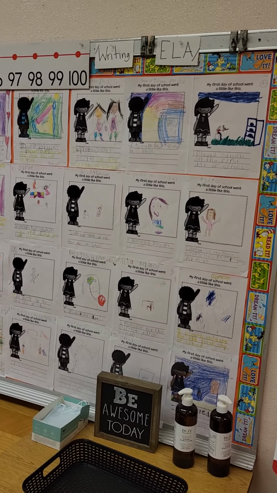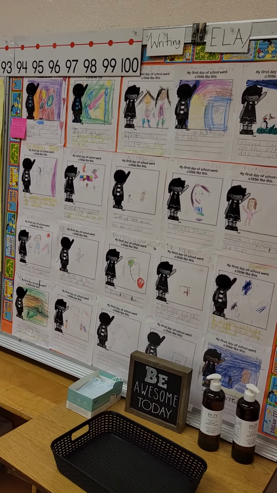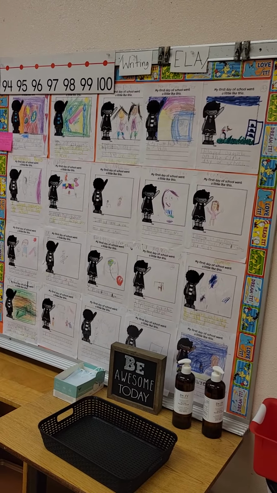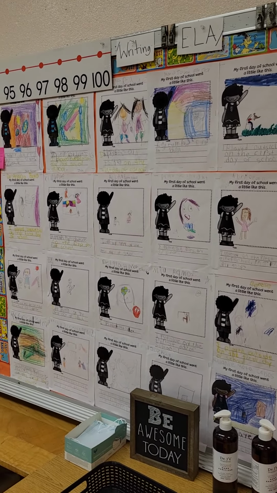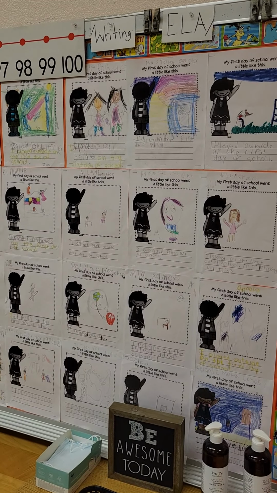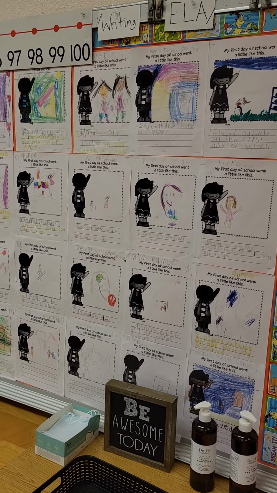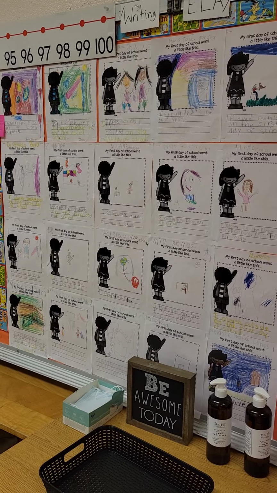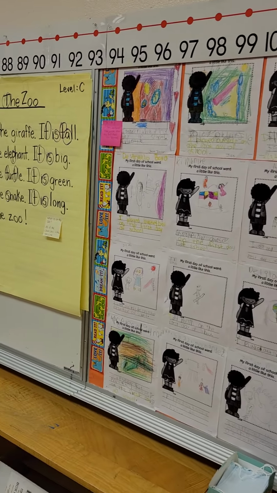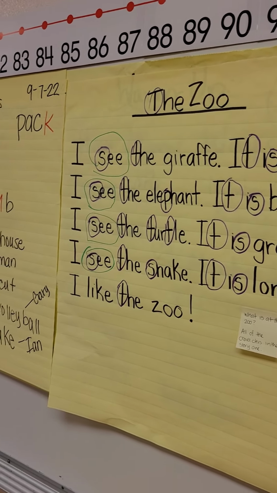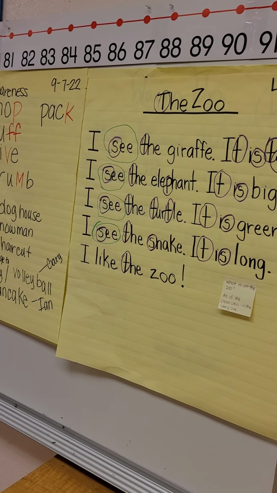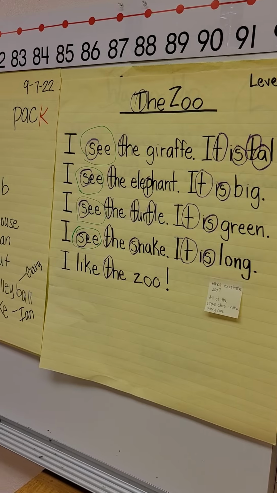So over here, as you see, is my writing and ELA board. I've been able to put up some of the children's work. That's actually a story that we read, and the children were able to color and talk about it. And it talks about the first day of school. As we go down further into the classroom, I have my phonics area where I'm doing phonemic awareness and phonics as well.